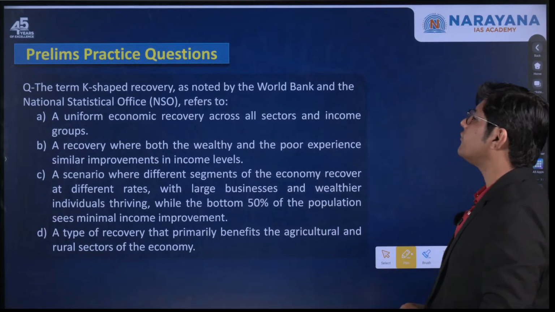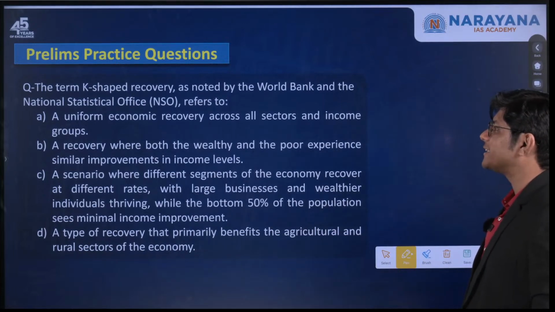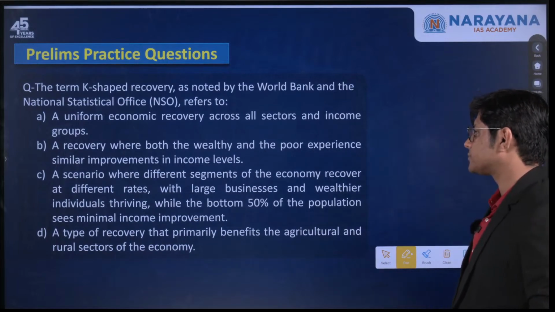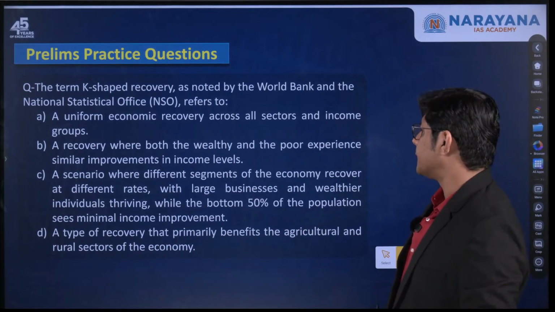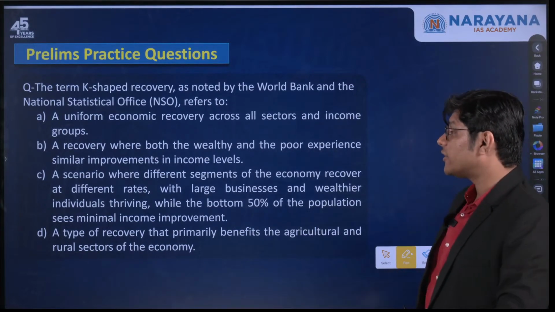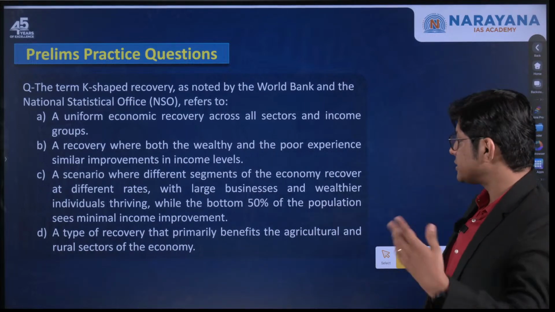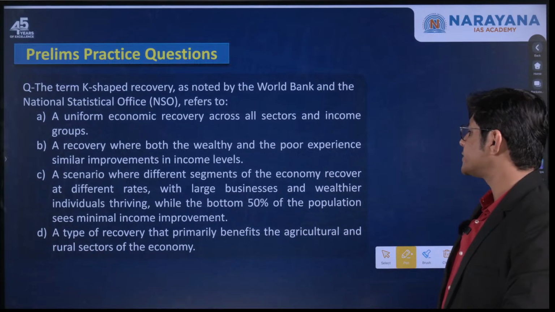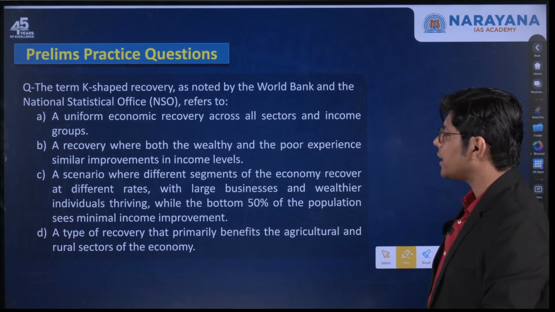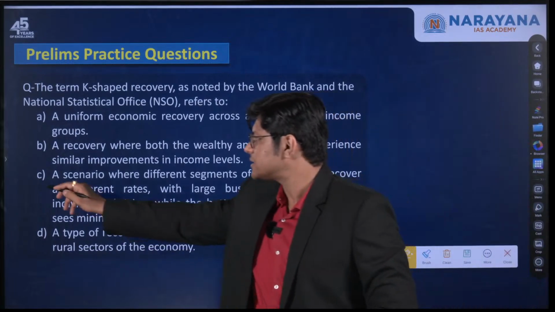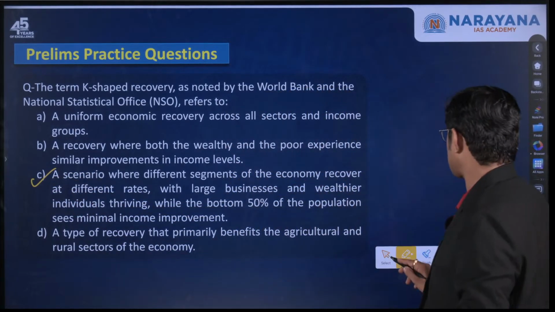Second, a recovery where both the wealthy and the poor experience similar improvements in income levels. The third, a scenario where different segments of the economy recover at different rates, with large businesses and wealthier individuals thriving while the bottom 50% of the population sees minimal income improvement. Self-explanatory, the correct answer is option C.